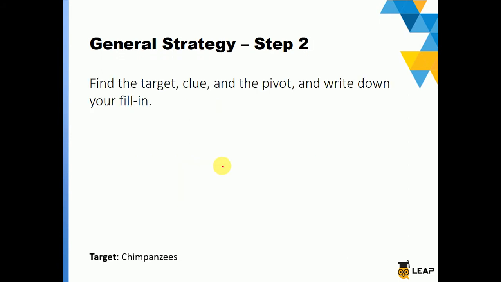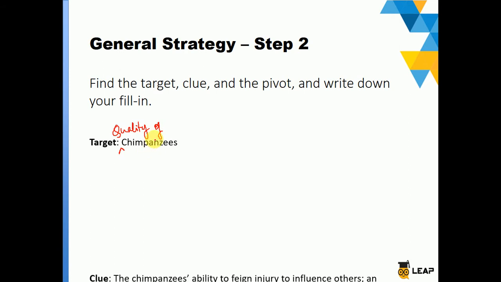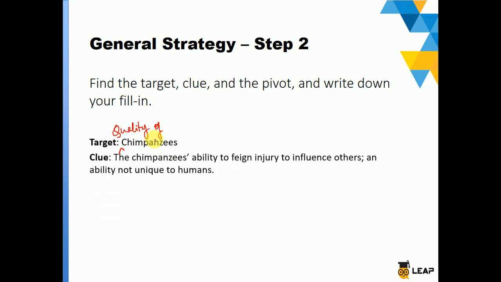So I'm going to make a correction here, and instead of saying just chimpanzees, let me add quality, or a capacity of chimpanzees. Simple. Next thing is the clue. Now if you remember, the definition I gave for clue is something that forces the contents of the blank to be perfectly predictable. Now how do you make the blank predictable?